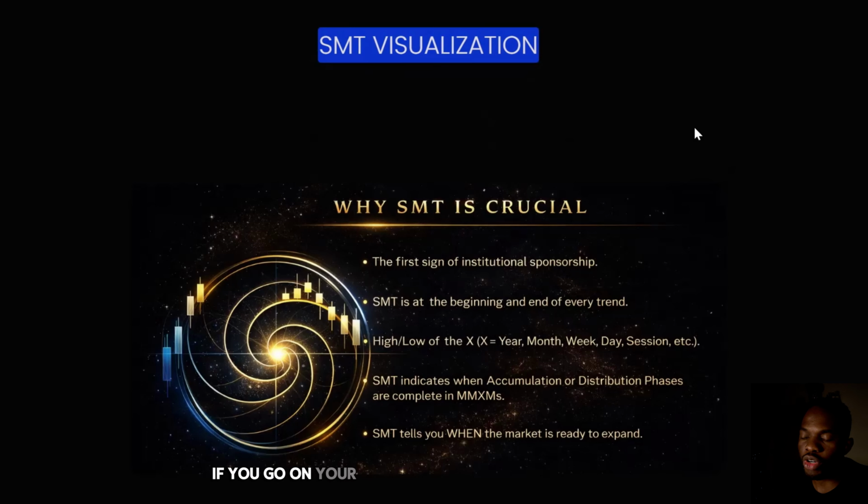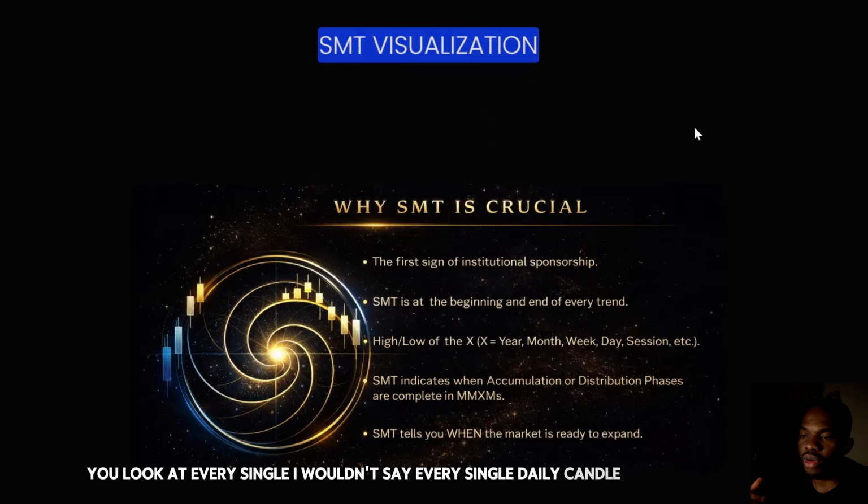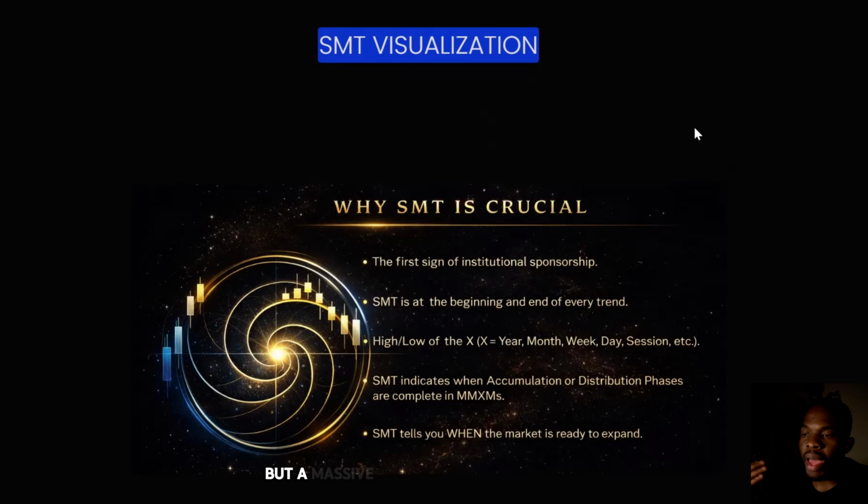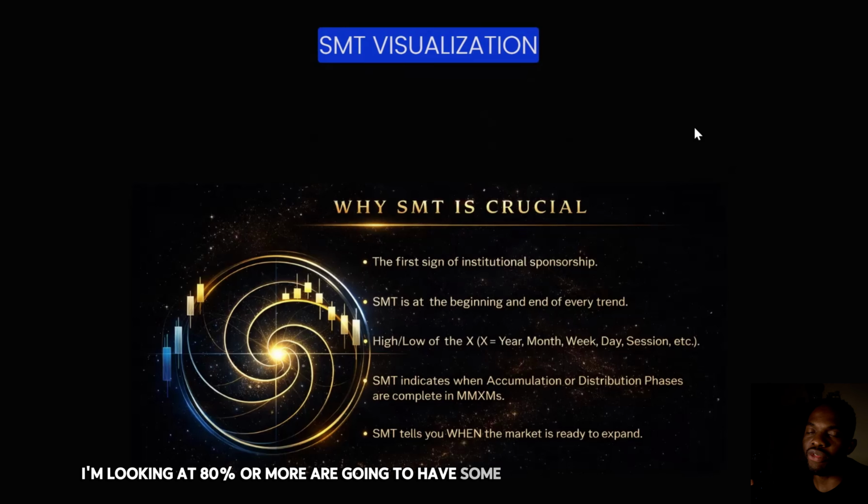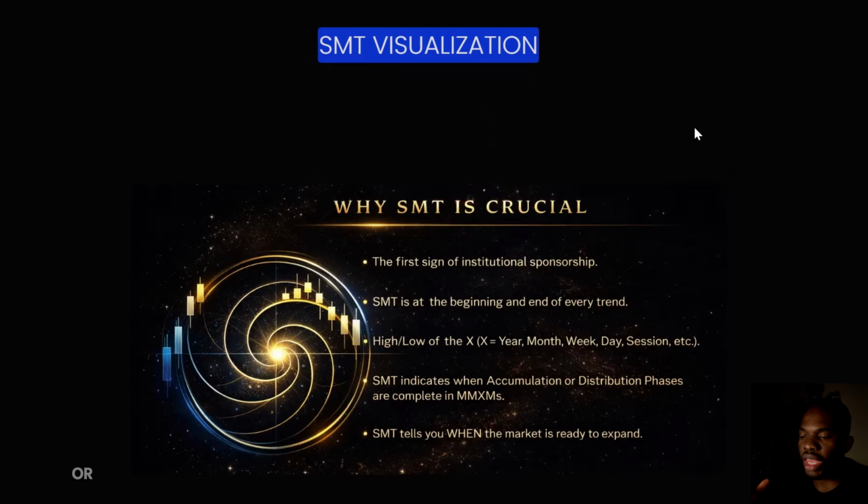If you go on your chart right now, you look at, I wouldn't say every single daily candle or every single monthly candle, but a massive portion, I'm looking at 80% or more, are going to have some form of SMT within the smaller time frame, which indicated or gave you some level of indication that we are beginning reversing, or there might be a reversal coming very soon. Monthly, weekly, daily, even session highs and lows, you can definitely find a lot of SMT indications. SMT indicates accumulation or distribution phases are complete.